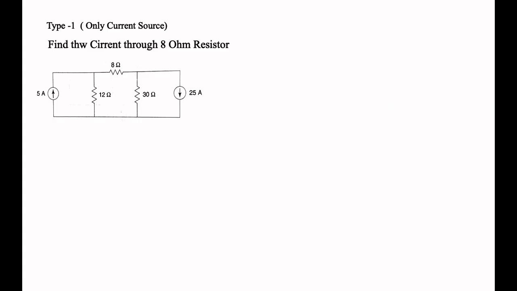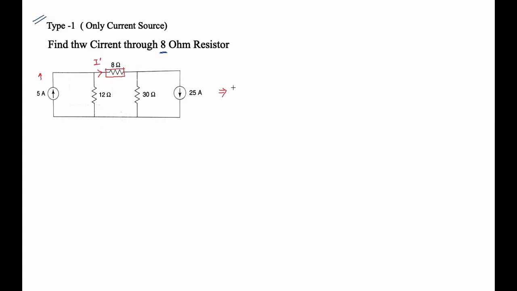Now we go through some examples. There is a type 1, where only current sources are there, and we have to find out the current through the 8 ohm resistance. We can mark it in red because it is a load resistance. It means we have to find out how much current is supplied by the supply through this 8 ohm resistance. What should we do? We should replace the sources one by one. Some current is flowing in the upward direction through it, so we call it I dash.